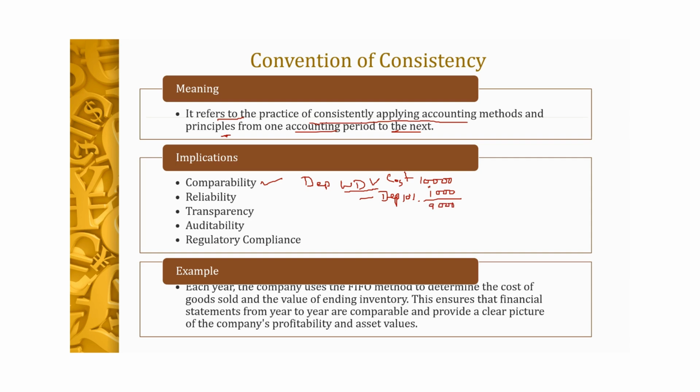Now convention of consistency says that I should not change the depreciation method for the next year. Again I will have to apply the written down value method, and as the rate of depreciation is 10%, next year depreciation will be 900 and written down value will be 8,100 and so on. This is what convention of consistency says, right?